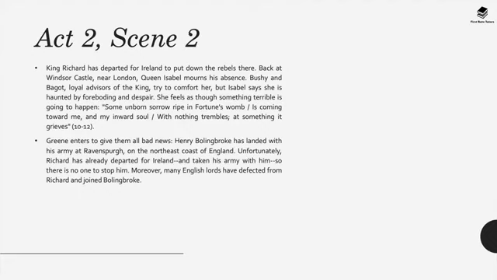Bushy and Bagot, loyal advisors of the king, try to comfort her, but Isabel says she's haunted by foreboding and despair. She feels as though something terrible is going to happen. Greeny enters to give them all bad news. Henry Bolingbroke has landed with his army at Ravensbourne, on the northeast coast of England. Unfortunately, Richard has already departed for Ireland and taken his army with him, so there is no one to stop him. Moreover, many English lords have defected from Richard and joined Bolingbroke.